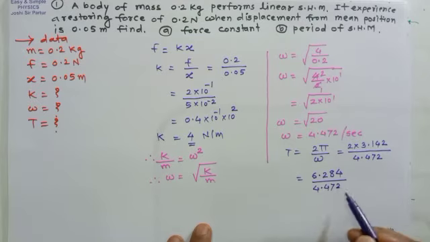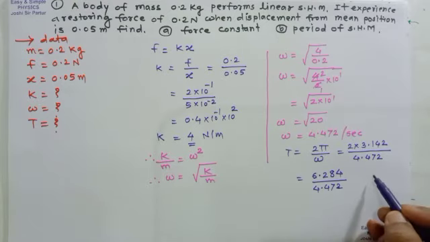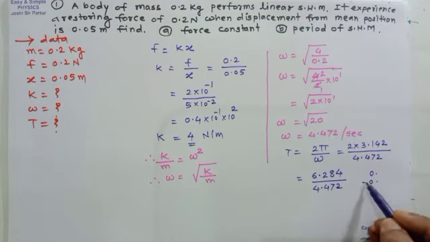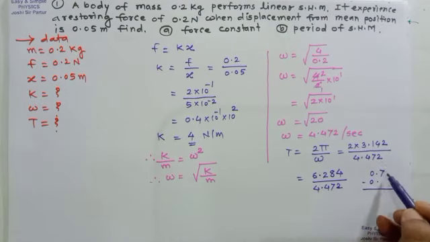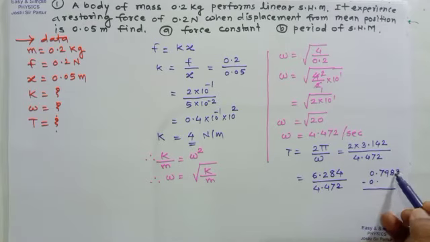If we use the logarithm, so log of 6284 and 4472, we use the mean difference. So 6284, that is 7980, and for 4 it will be 3, so 7983. But here characteristic will be 0 for numerator, characteristic will be 0 for denominator. So log will be 7983.